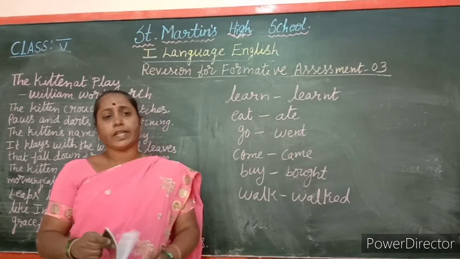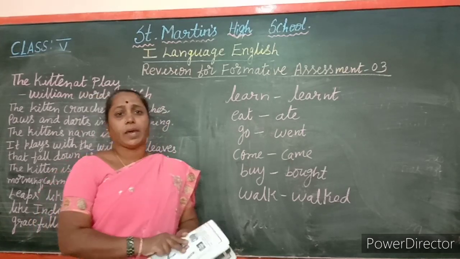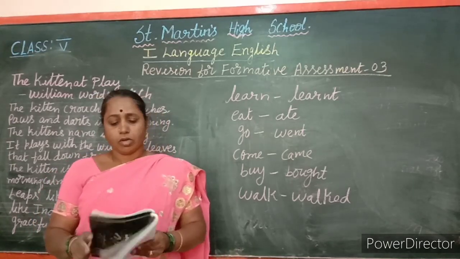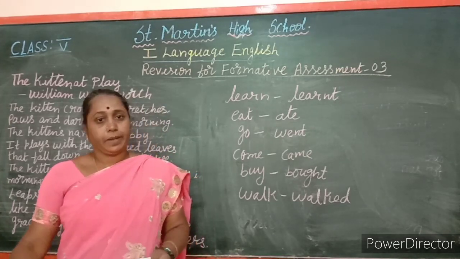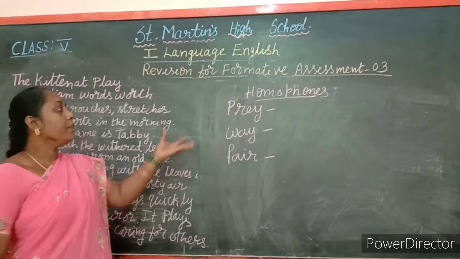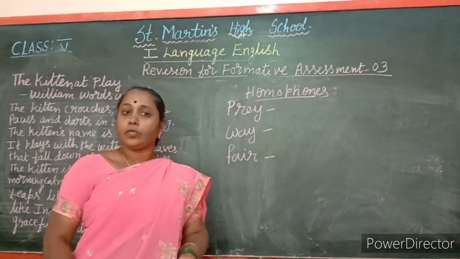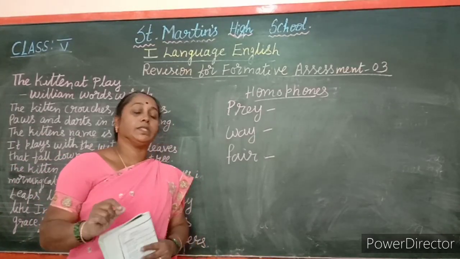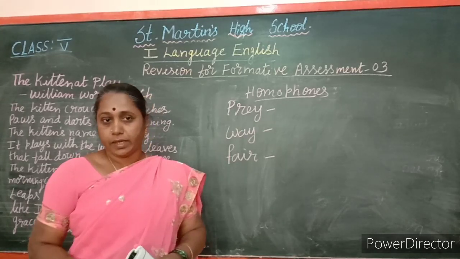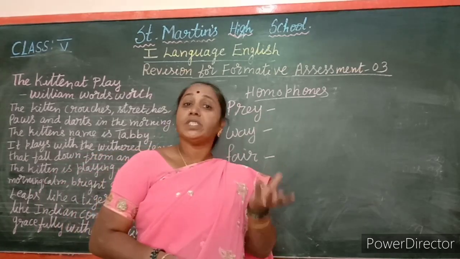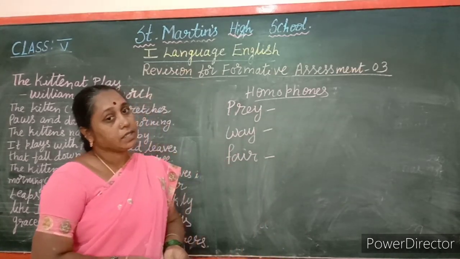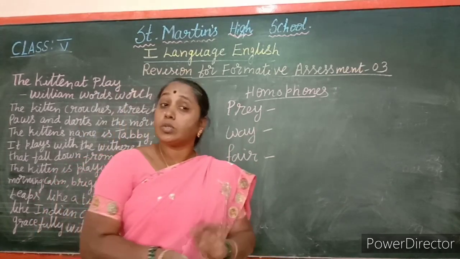And then next, let us come to the next grammar part which we come across in this poem, that is the poem Kitten at Play. Yes, we come across homophones. What are homophones? Homophones are the words which have different spelling but the same sound. The pronunciation is the same but the spelling is different and even the meaning is different.